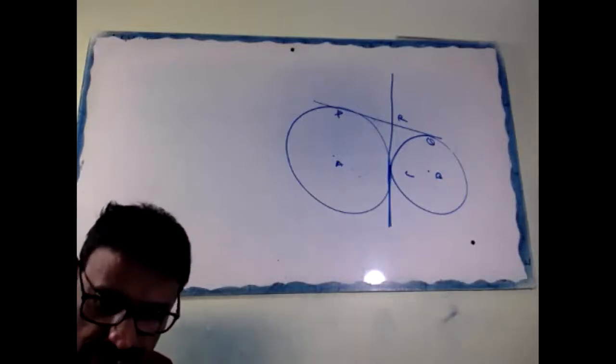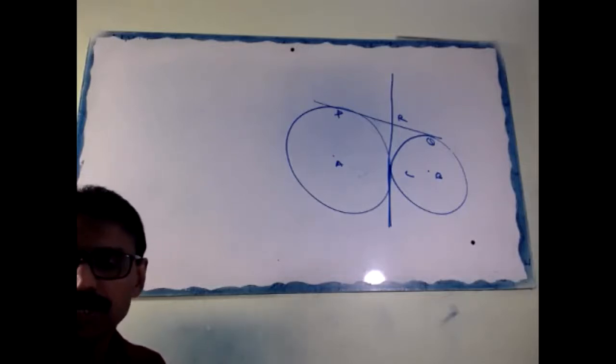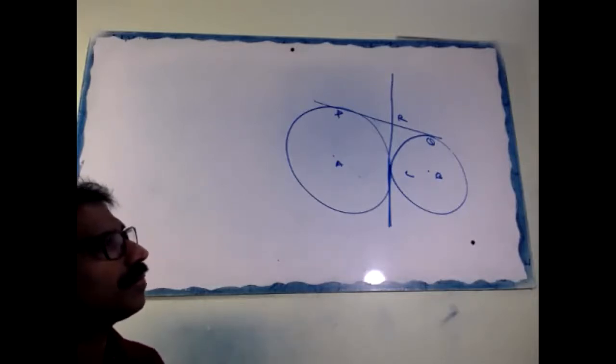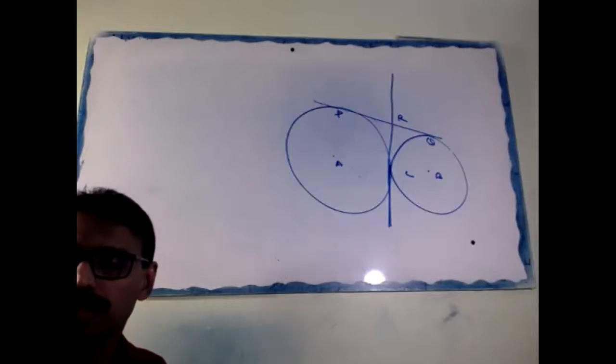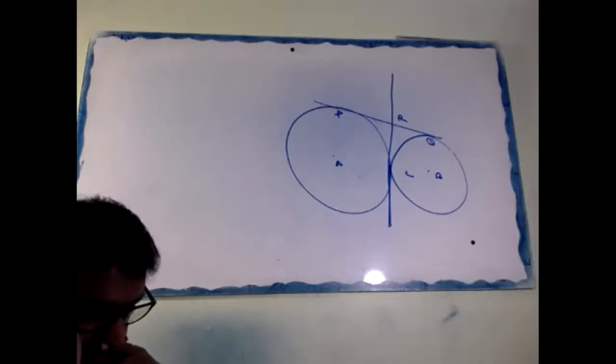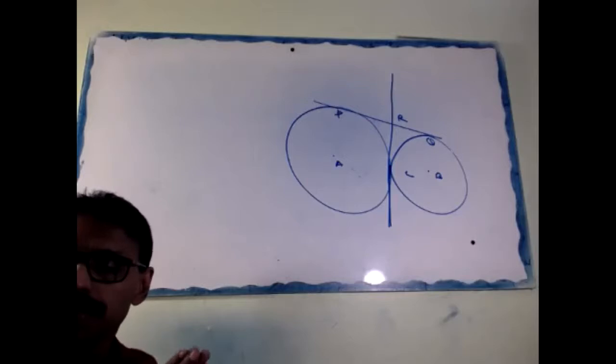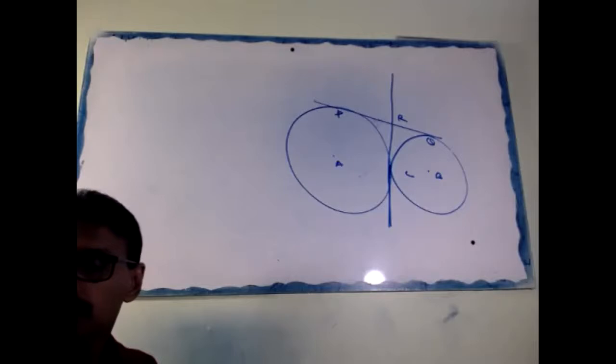CR is a tangent, and PQ is also a tangent. So show that RP equal to RQ. Try. Question clear now, Rubasri? Okay, try.